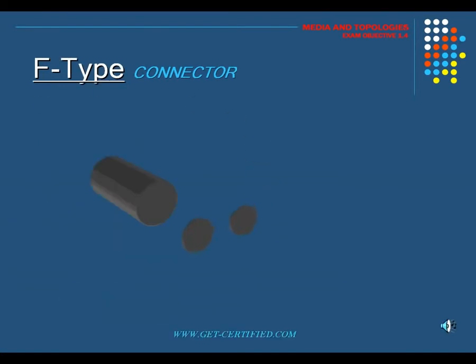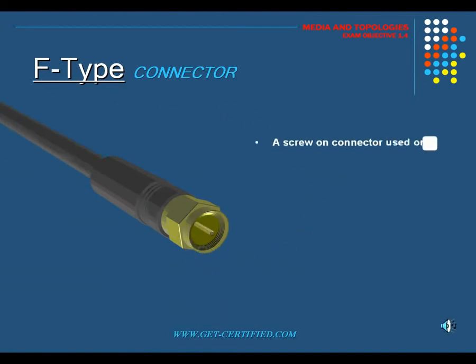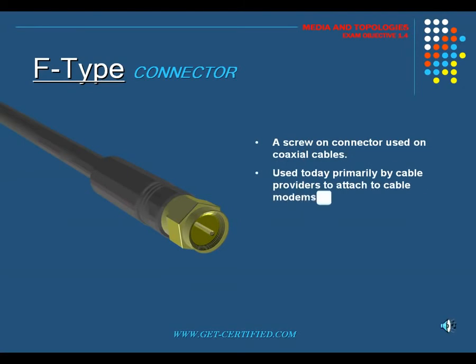This connector is called the F-type. The F-type is a threaded connector typically used on coaxial cables. These are used primarily by cable providers to attach to cable modems, and are hand tightened by an attached nut.